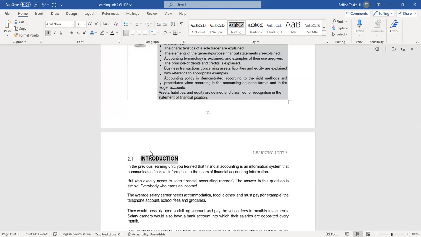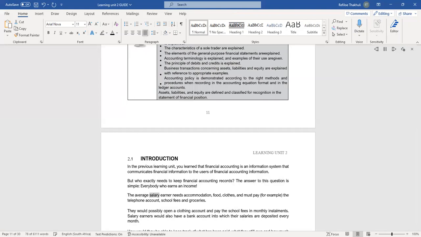2.1 Introduction. In the previous learning unit, you learned that financial accounting is an information system that communicates financial information to the users of financial accounting information. But who exactly needs to keep financial accounting records? The answer to this question is simple: everybody who earns an income.